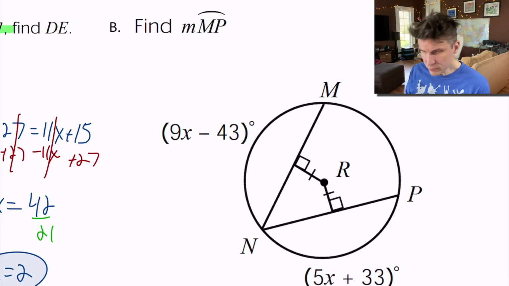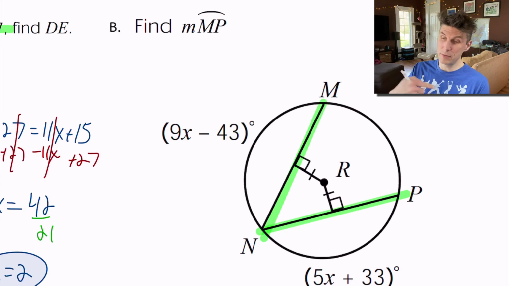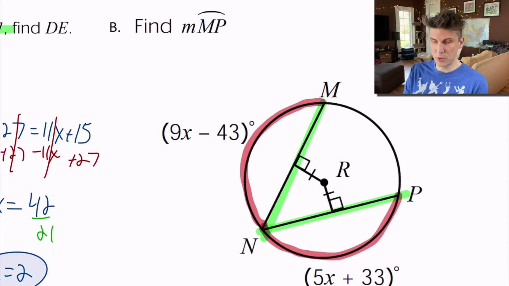You will see me do this. Okay, again, they didn't tell me anything about arc MP or NP, right? But what I do know is that these two chords, this chord and NP, they have to be congruent. And the reason they're congruent would be because they are equidistant to the center. And since they're equidistant to the center, that means they are congruent. And if the chords are congruent, then their corresponding arcs are congruent. So this red arc and this red arc are also the same.